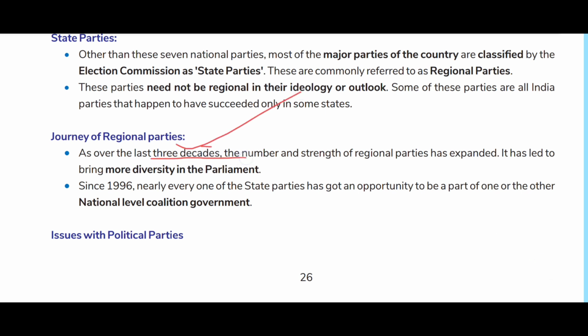Journey of regional parties. Over the last 3 decades, the number and strength of regional parties has expanded. It has led to more diversity in the parliament. Since 1996, nearly every one of the state parties has got an opportunity to be a part of one or other national level coalition government.